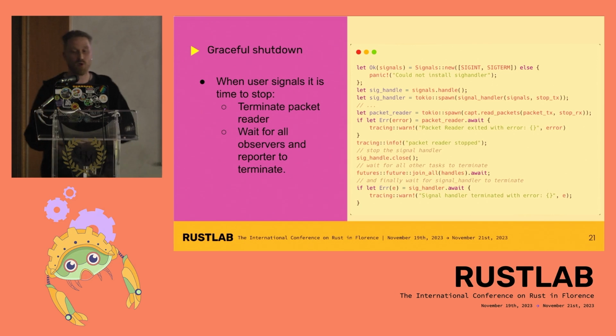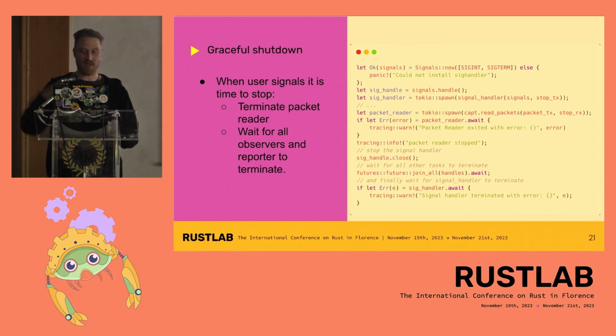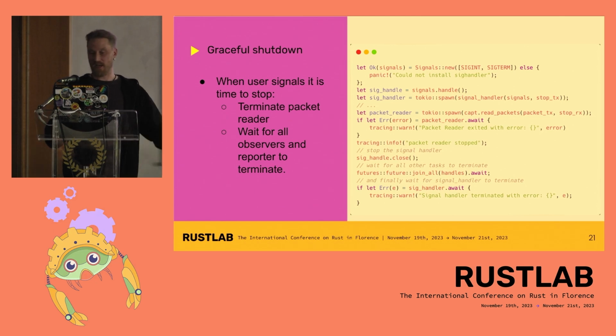So in the main of the program, we just hook up the signal handler to signal the packet reader, and wait for all the tasks to go down. We know that all tasks have now finished running. They have cleaned up, closed all the handles they might have, and then we can do a final cleanup and return a nice error code to the user indicating that we have stopped running.